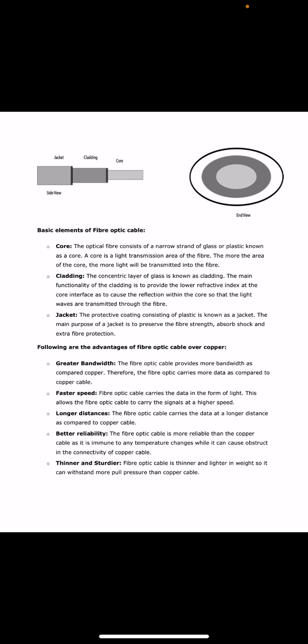Advantages of fiber optic cable over copper: greater bandwidth, faster speed, longer distances, better reliability, thinner and sturdier. Greater bandwidth: the fiber optic cable provides more bandwidth as compared to copper. Therefore, fiber optic carries more data as compared to copper cable. Faster speed: fiber optic cable carries the data in the form of light. This allows it to carry the signals at a higher speed. Longer distances: the fiber optic cable carries the data over a longer distance as compared to copper cable.